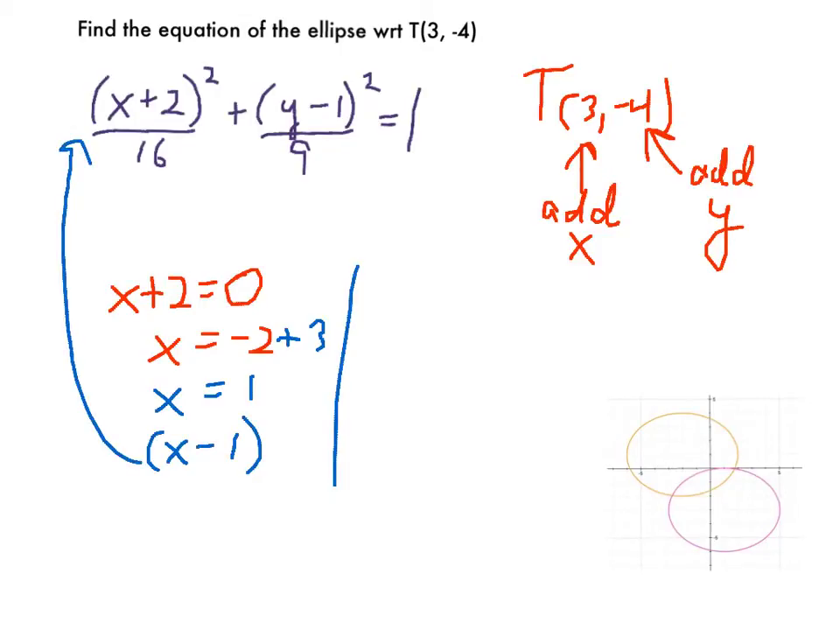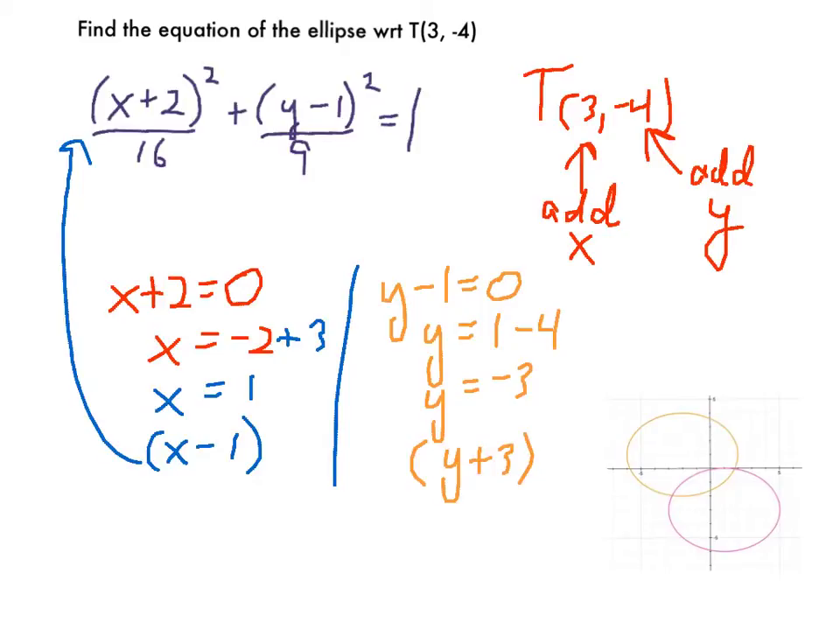We do the same thing for the y values. I have y minus 1, so that means that the y value for the center is 1. Well, if I'm subtracting 4, I'm moving that 4 units down. That means that my new center will be at, the y value will be at negative 3, which makes that factor y plus 3. And that's what goes there.